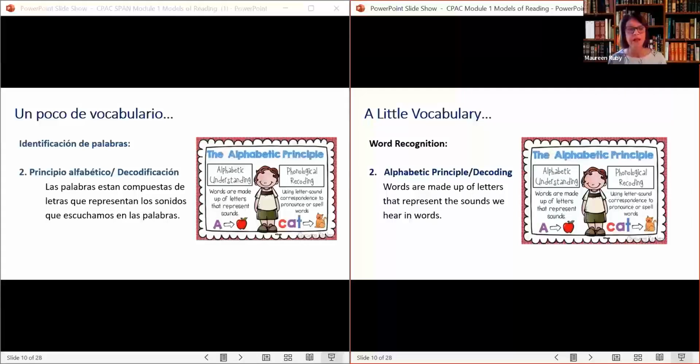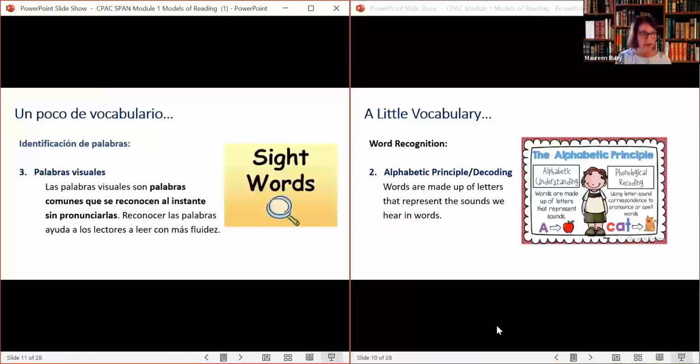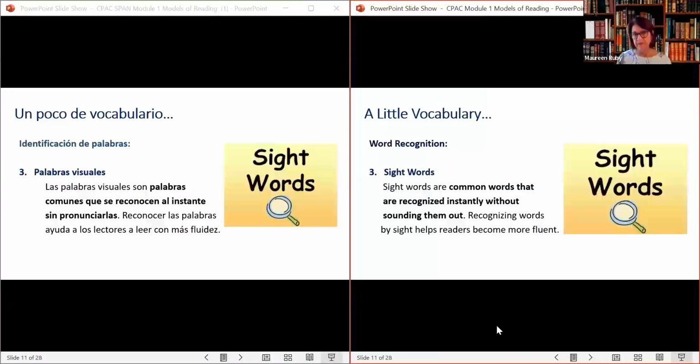So our second language learners, when they come from a background of speaking Spanish into learning English, it is a really uphill climb. It's a steep learning curve because English is very different in how it represents the sounds. I want to talk on the next slide about a phrase that you may have heard, and it's sight words.